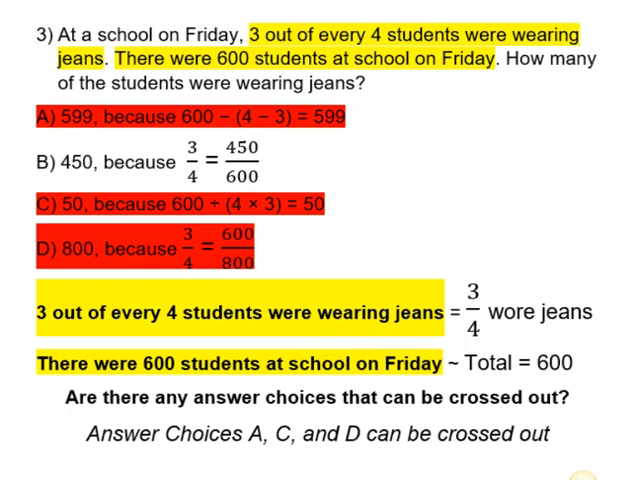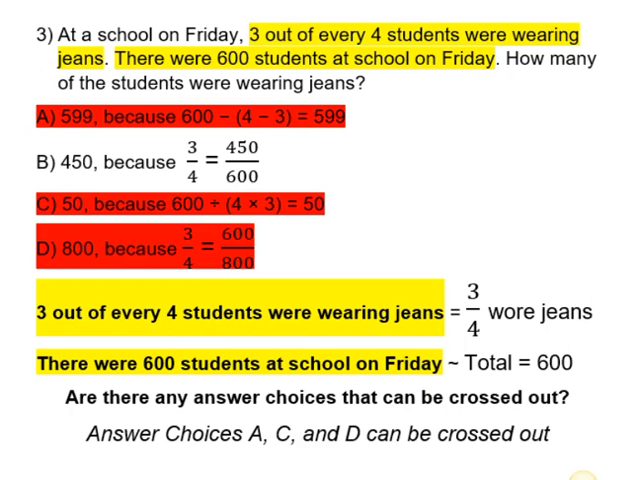For A, 599, because 600 minus 4 minus 3 is equal to 599. In the information that we said can help solve the problem, 3 out of every 4 is a ratio, and answer A is subtracting 4 minus 3, so that's incorrect. We didn't mark out B yet, so let's move to C. C is 50 because 600 divided by 4 times 3 is equal to 50. Again, this answer choice doesn't have the ratio 3 over 4, so we know that this is incorrect. We can mark it out.